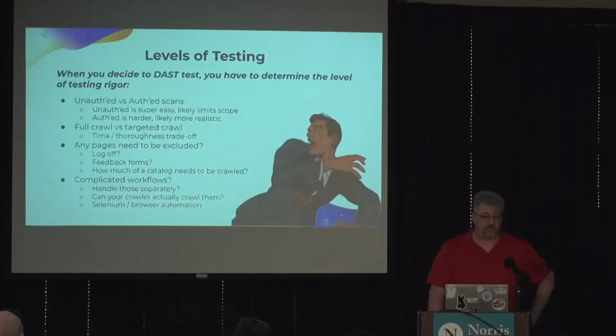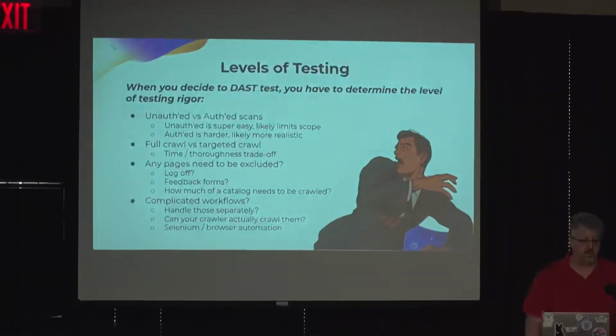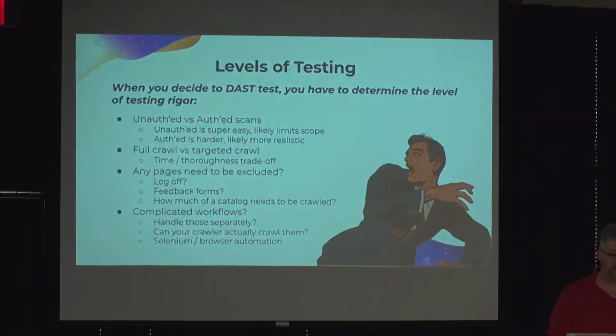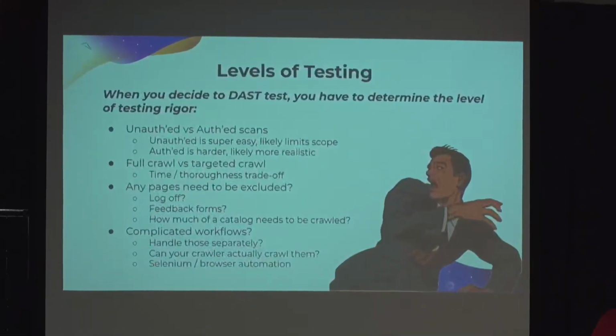So there's all sorts of different levels of rigor that you can add to your school of thought of actually doing the dynamic test itself. There's two very big tracks, whether you do an authenticated scan or an unauthenticated scan. Right off the bat, the difference is how much of the application you're really going to be looking at. For example, on the unauthenticated side, you're going to be looking at your login page, any FAQs or maybe some sign-up forms, some very basic stuff.